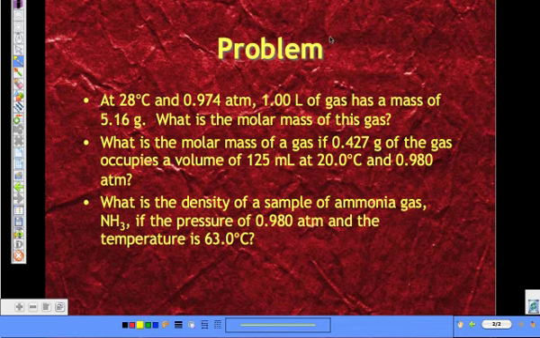So what do you want to do? How do you want to solve it? Use the molar mass equation or the ideal gas law? How about we do it both ways for this one, to show you how you can do it both ways, and then we'll decide for the next one. So let's use the PV equals nRT equation first.